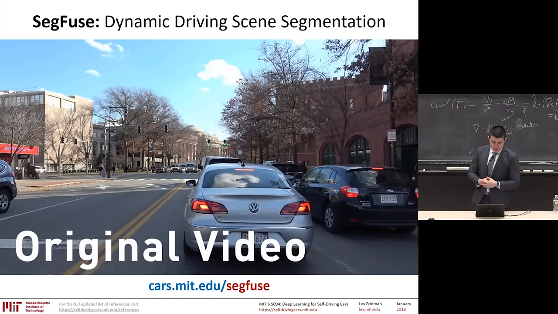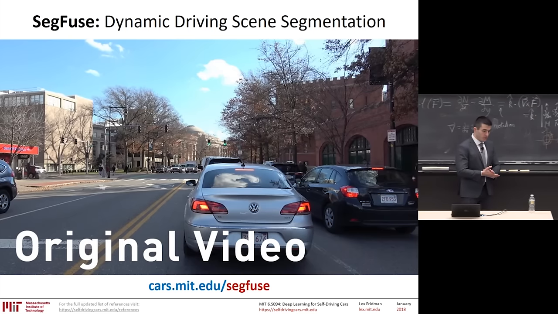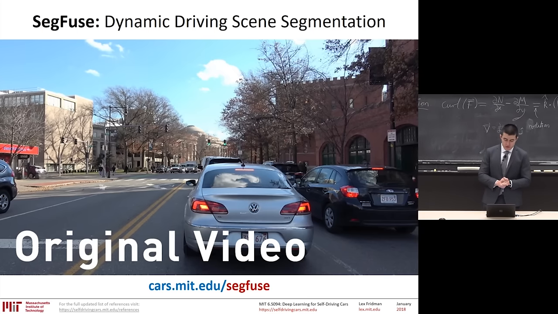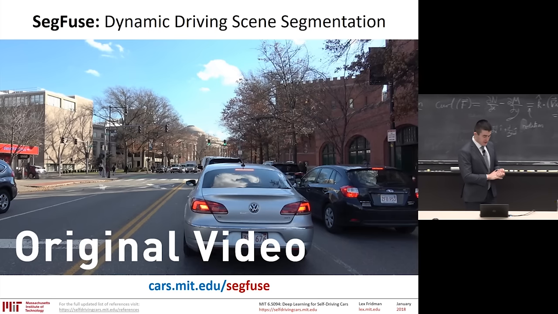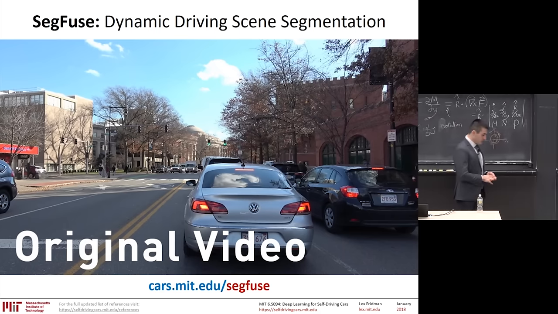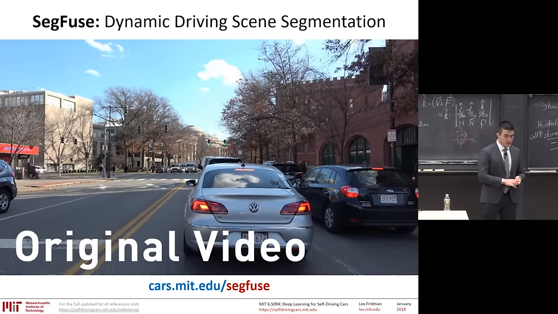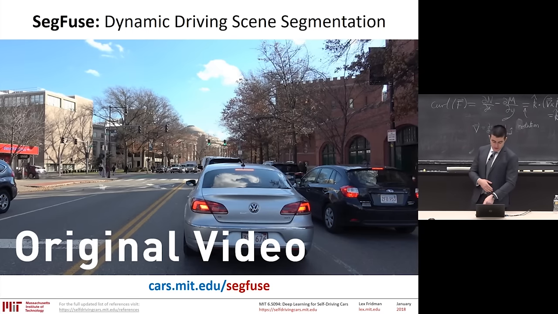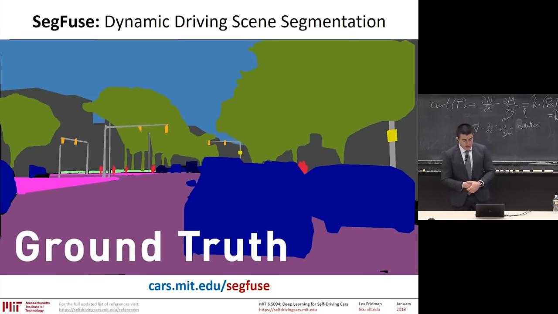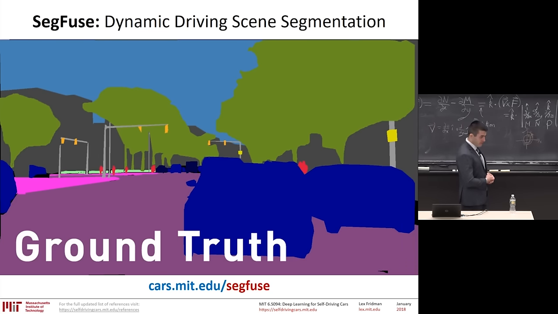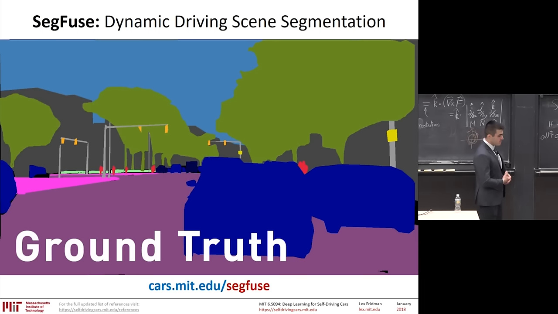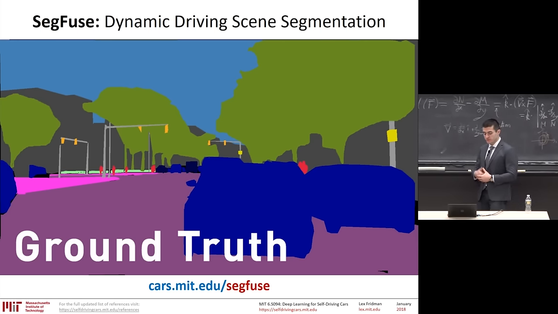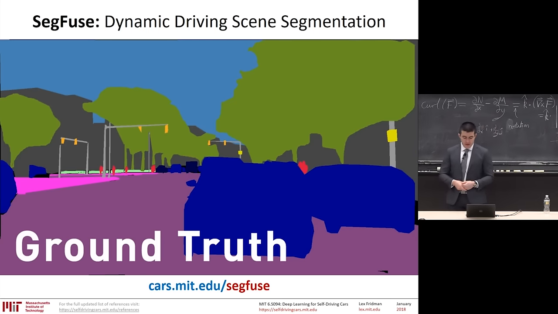So, using FlowNet 2.0, here's the data set we're making available for SegFuse, the competition: cars.mit.edu/segfuse. First, the original video. Us driving in high definition, 1080p, and an 8K 360 video. Original video, driving around Cambridge. Then we're providing the ground truth for a training set. For that training set, for every single frame, 30 frames a second, we're providing the segmentation, frame to frame to frame, segmented on Mechanical Turk.